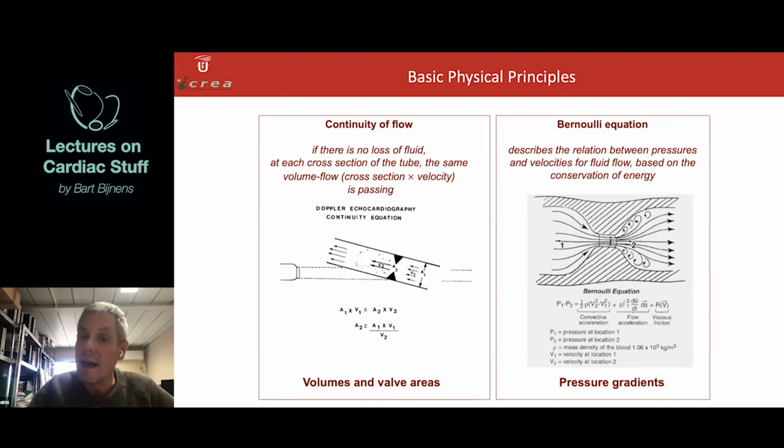No, we can do that dynamically. I'll come back to that later on. So the continuity equation, you can put a t, yeah? But you need to look at the velocity as a function of time and the area as a function of time, and they're always related.